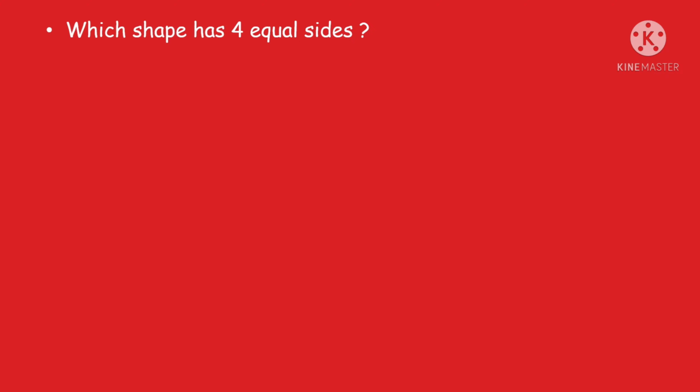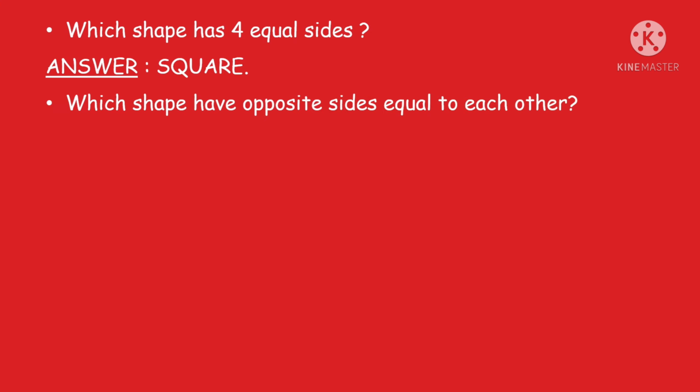Students, can you say which shape has 4 equal sides? The answer will be square. A square has 4 equal sides. Which shape have opposite sides equal to each other? The answer will be rectangle. In a rectangle, the opposite sides are equal to each other.